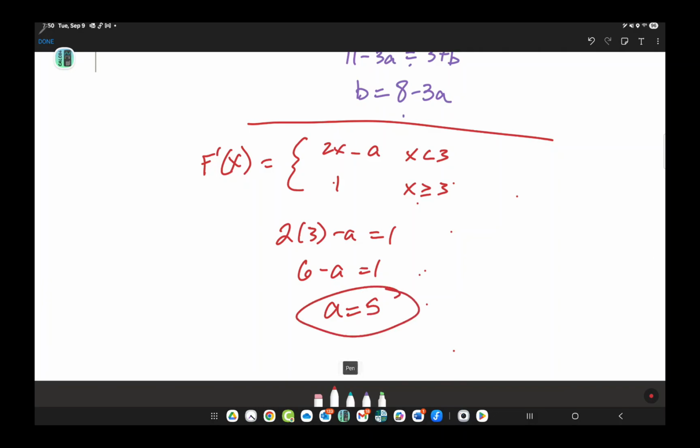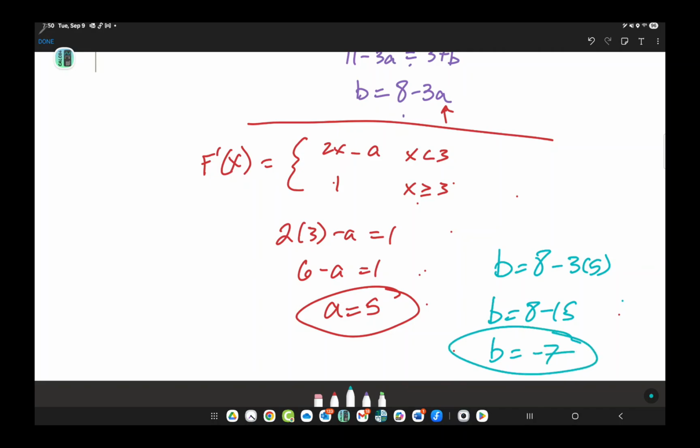Now if a is equal to 5, we can plug that back in here. B is equal to 8 minus 3 times 5. B is equal to 8 minus 15. B equals negative 7. And there we go. Any questions on the first two?